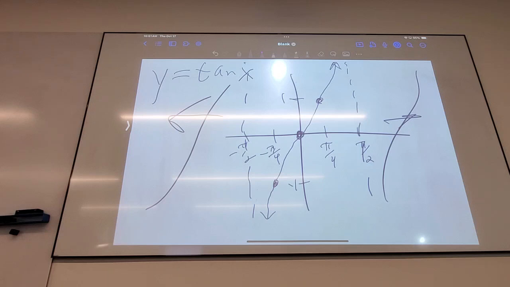Does the idea of amplitude make direct sense here? Because amplitude's kind of like a ceiling and a floor. Does that make sense? But if I would have put a 2 here, what would have changed?